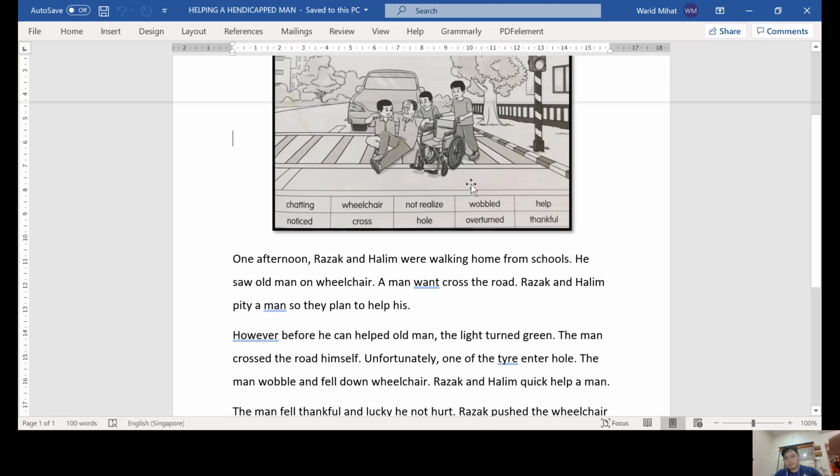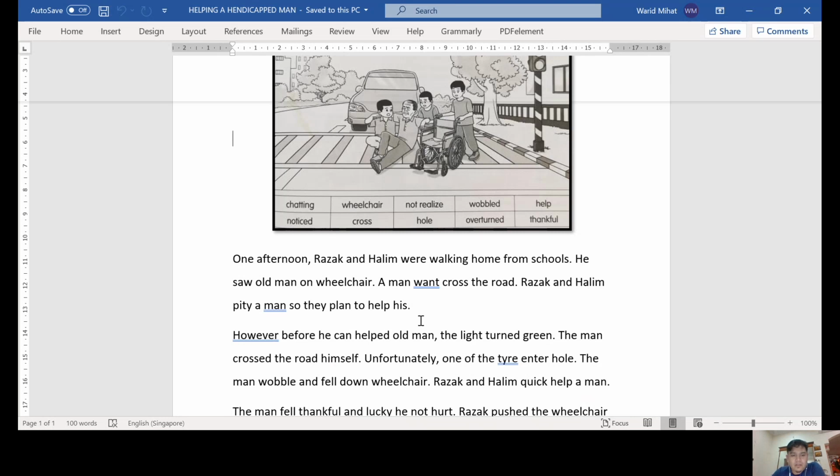Overturn maksudnya terbalik. You can say the wheelchair overturn, something like that. But what overturns is the wheelchair together with the man. Help is tolong. Thankful is rasa bersyukur. Alright, let's have a look. As I have mentioned earlier, there's no need to be worried about words that you do not know. Close your eyes, don't look at the words that you do not know. Just look at the picture. Make sure your story fits the picture.